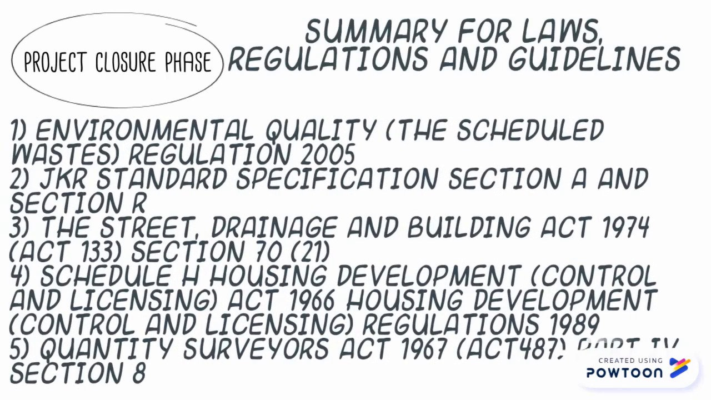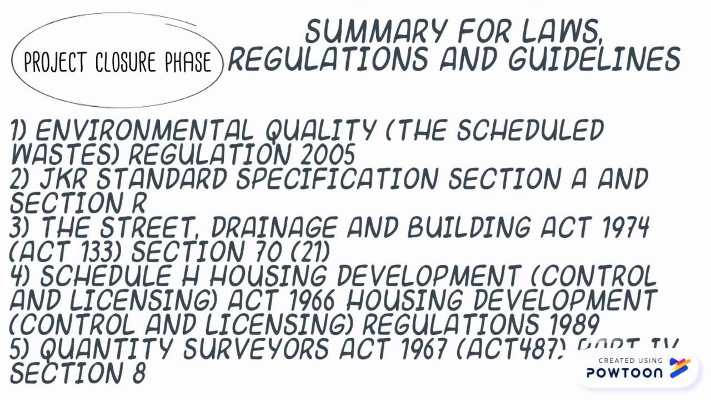The acts and regulations found in the project closure phase are: waste disposal policy can be found in Environmental Quality, the Scheduled Wastes Regulations in 2005. Clearing, cleaning, and making good on completion of site, which can be found in the JKR standard specifications in Section A and Section R. Certificate of completion and compliance, which can be found in the Street, Drainage and Building Act in 1974, Act number 133, Section 70 21.